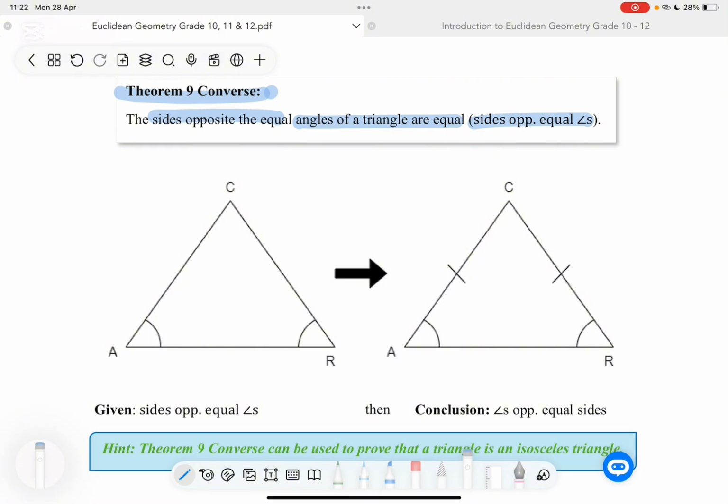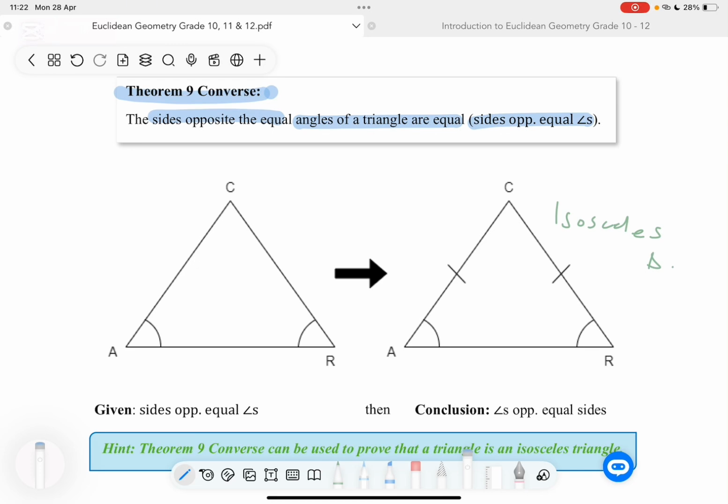In this theorem, we don't know what type of triangle we have because we only know the angles that are equal. So we cannot really classify or identify this triangle. But what we know as a converse is that if you look at the sides that are opposite these angles, they must be equal. We conclude that these sides must be equal. And by doing so, when I say these two sides are equal, this then becomes an isosceles triangle, because an isosceles triangle has a pair of sides that are equal.